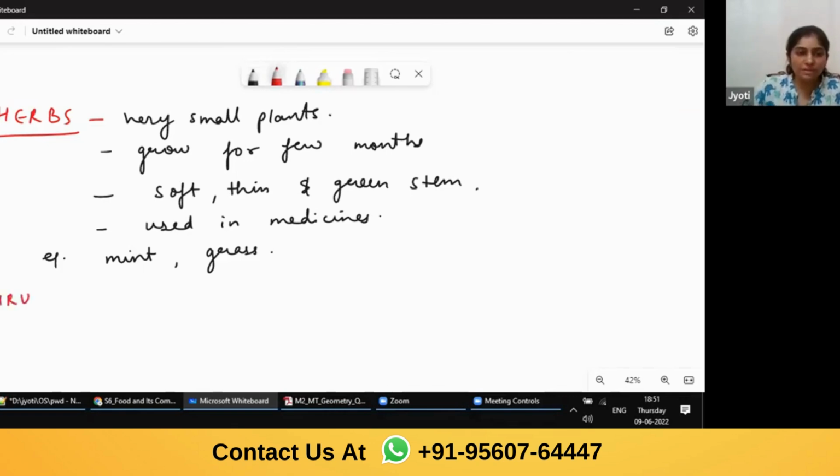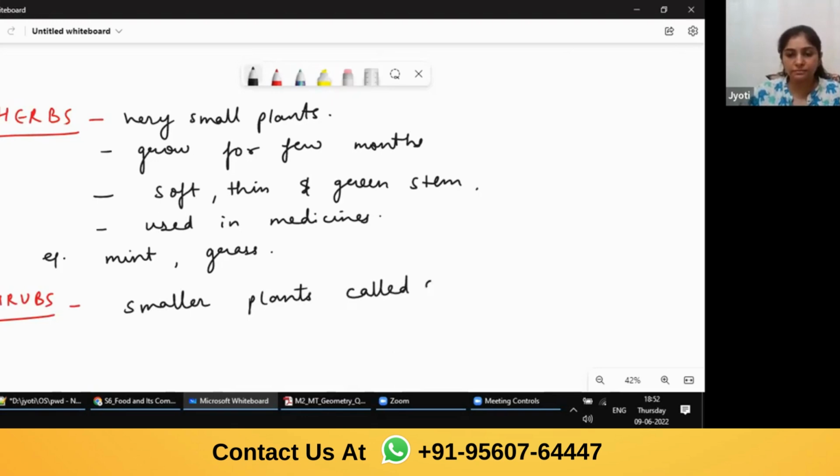Okay, coming to shrubs. Now, what are shrubs? Shrubs are plants which have more height than herbs. They are also called bushy. Bushy means they have so many branches, so they are known as bushy also. So shrubs have more height, or their length is more than herbs. They are called the smaller plants.